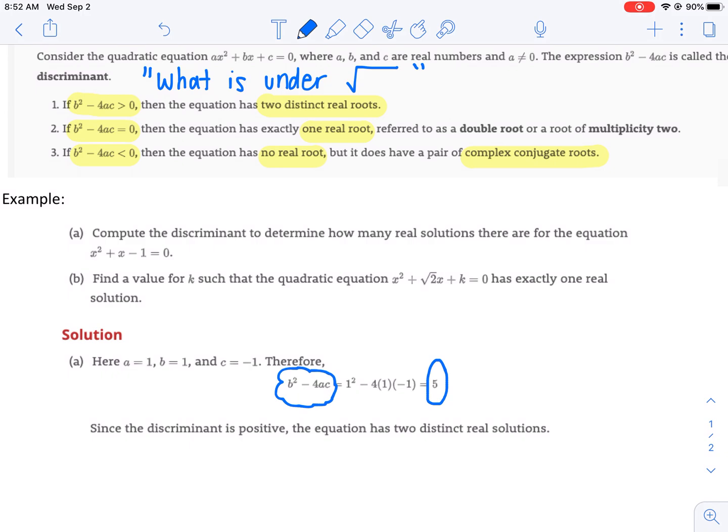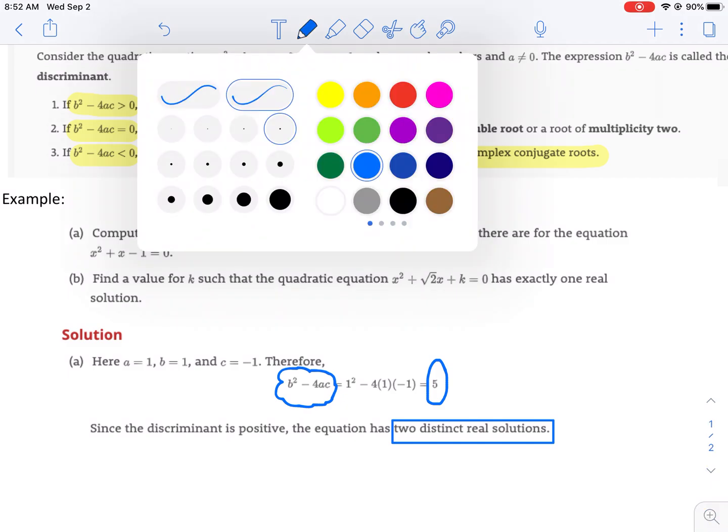So that means I'll have two distinct real solutions. Okay, you don't even have to tell me what they are. I'm just asking how many solutions there are. Now, the next one says, find a value for k such that this quadratic equation has exactly one real solution.